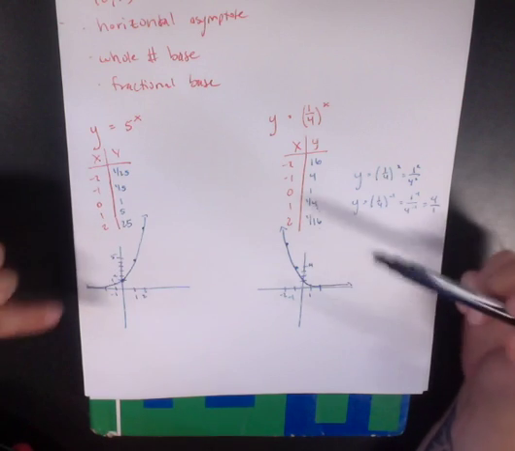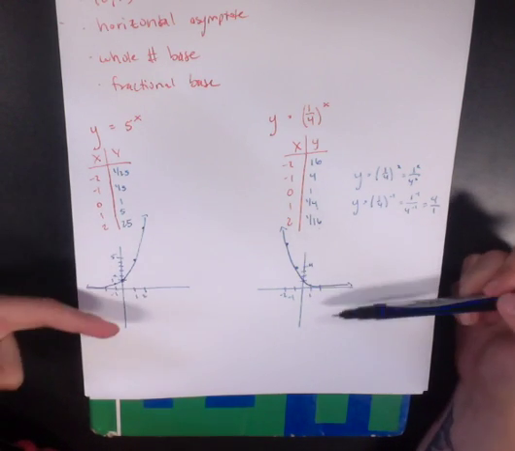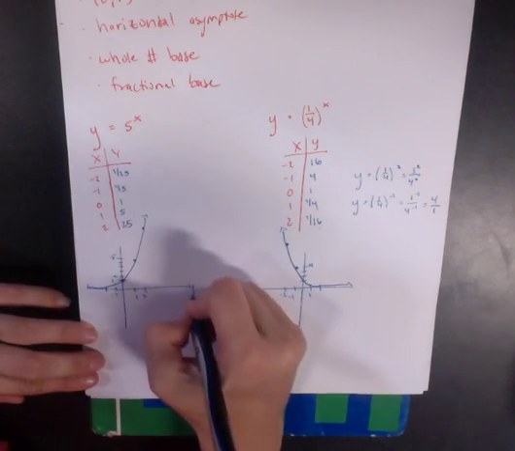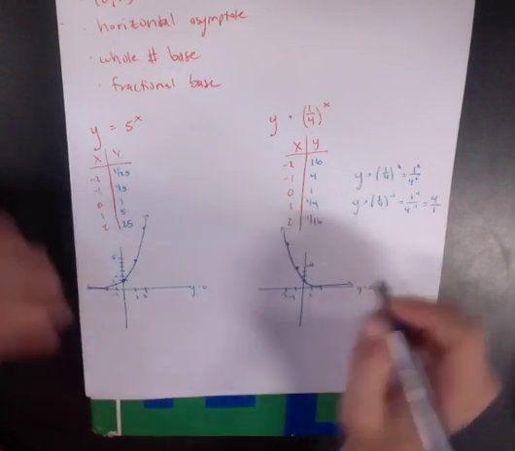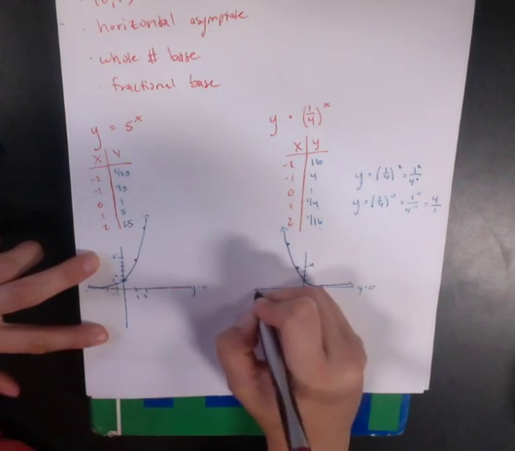Now notice both of these go through the point 0, 1. And both of them have the same horizontal asymptote, which is y equals 0. Right? This is my asymptote. They are approaching this line here, but never crossing it.